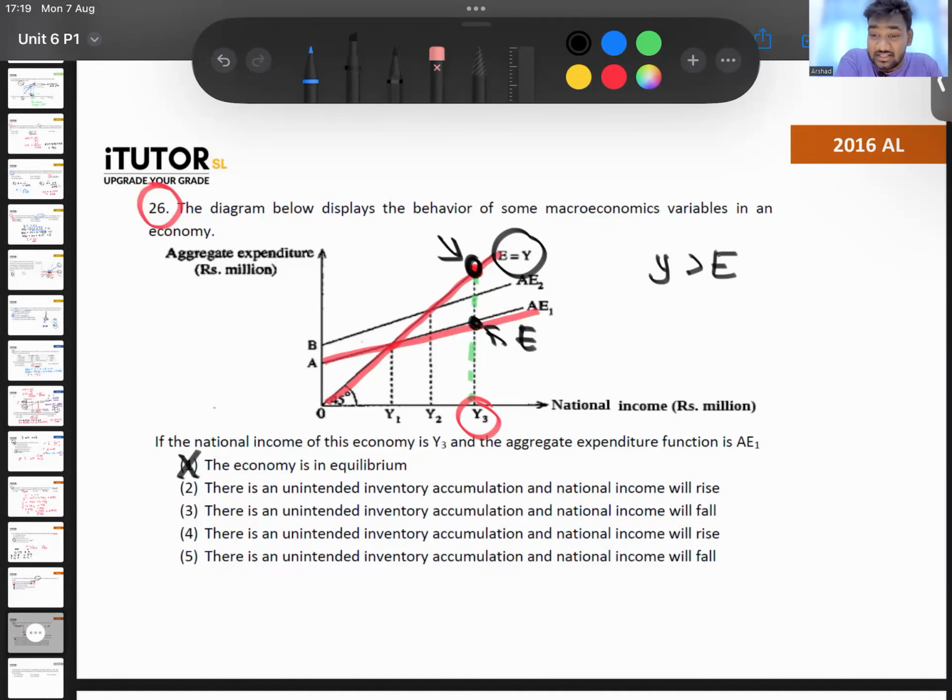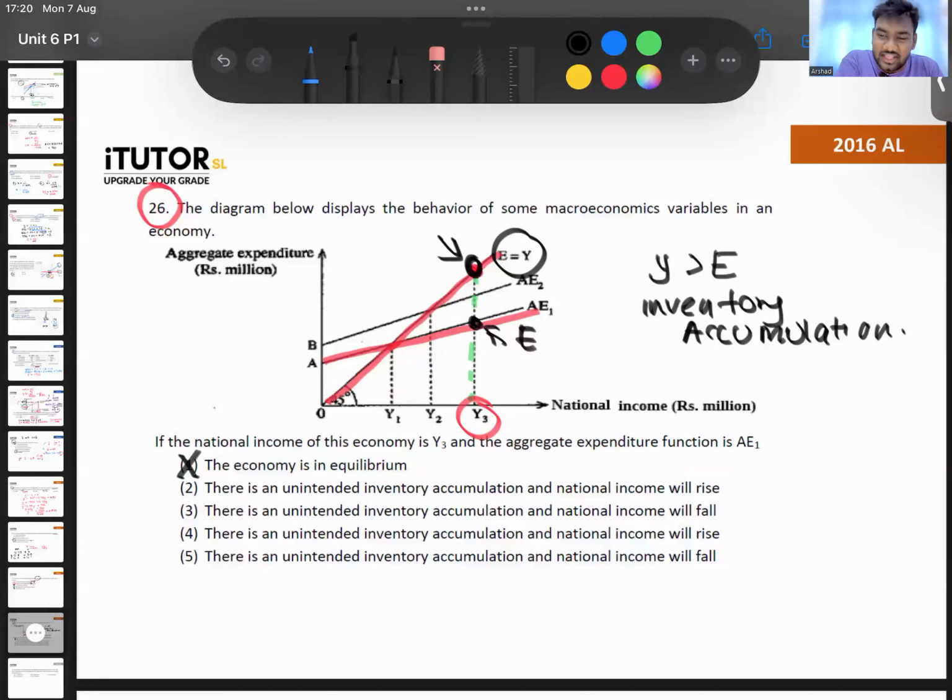The output is high. So what is this called, guys? Is it an inventory accumulation or an inventory shortage? You have more output, or do you have a shortage of output? You have an inventory accumulation, right? You have a surplus. So this is called inventory accumulation. Then if there is this inventory accumulation, what should happen now?